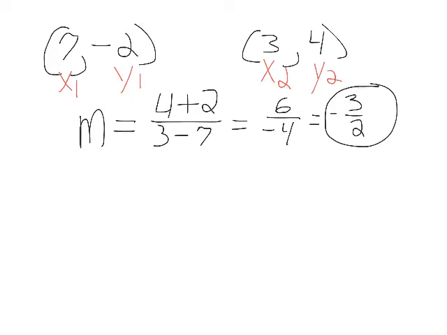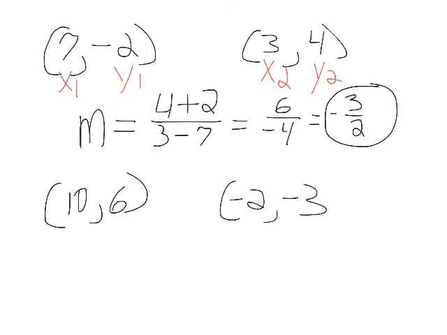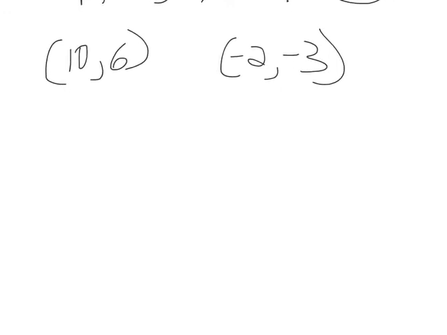All right, let's try one more time. Maybe 10, 6, and negative 2, negative 3. Again, it might be a good idea to stop the video now and work that out on your own, and then come back to it in a minute when you're done.